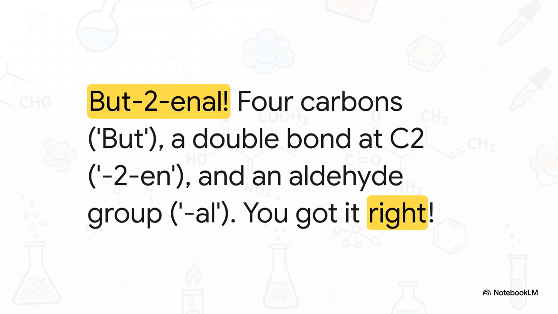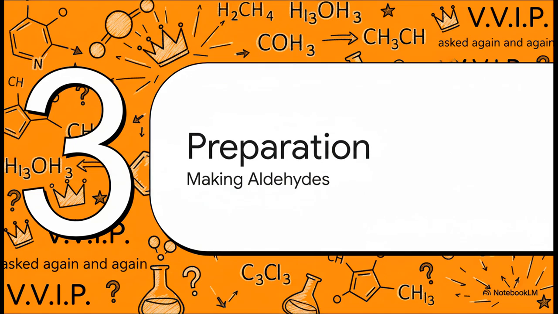And the answer is but-2-enal. I am sure most of you got it right. But, because there are 4 carbons, 2-ene, because the double bond starts at the second carbon, and al, because it's an aldehyde. Put it all together, but-2-enal. Shabash, well done.